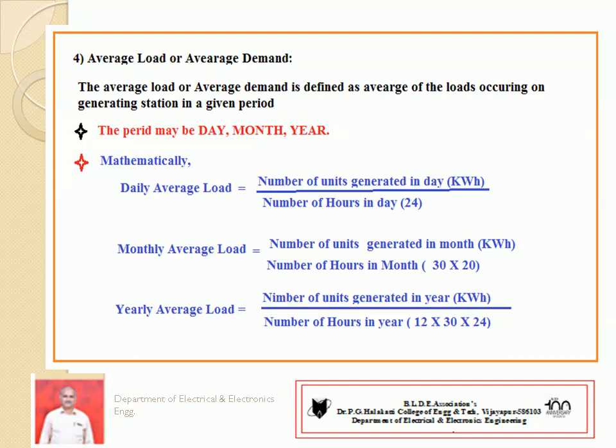Similarly, average load for 1 month is the number of units generated in 1 month divided by the number of hours in 1 month. So it becomes 30 into 24. You make the correction. Yearly average load is the total number of units generated in 1 year divided by the total number of hours in 1 year. 12 months, 30 days, 24 hours. This is the fashion. You have to calculate 12 months, 30 days into 24 hours. This gives the total number of hours.